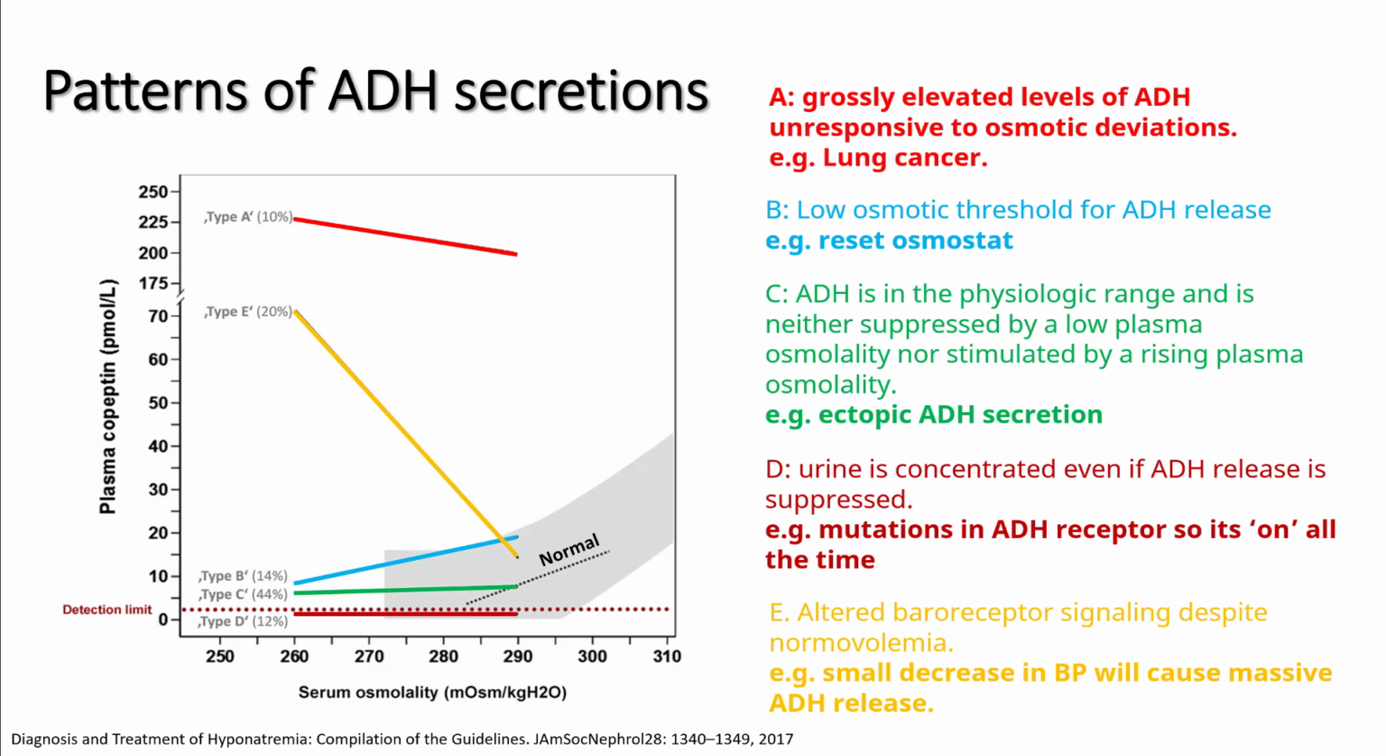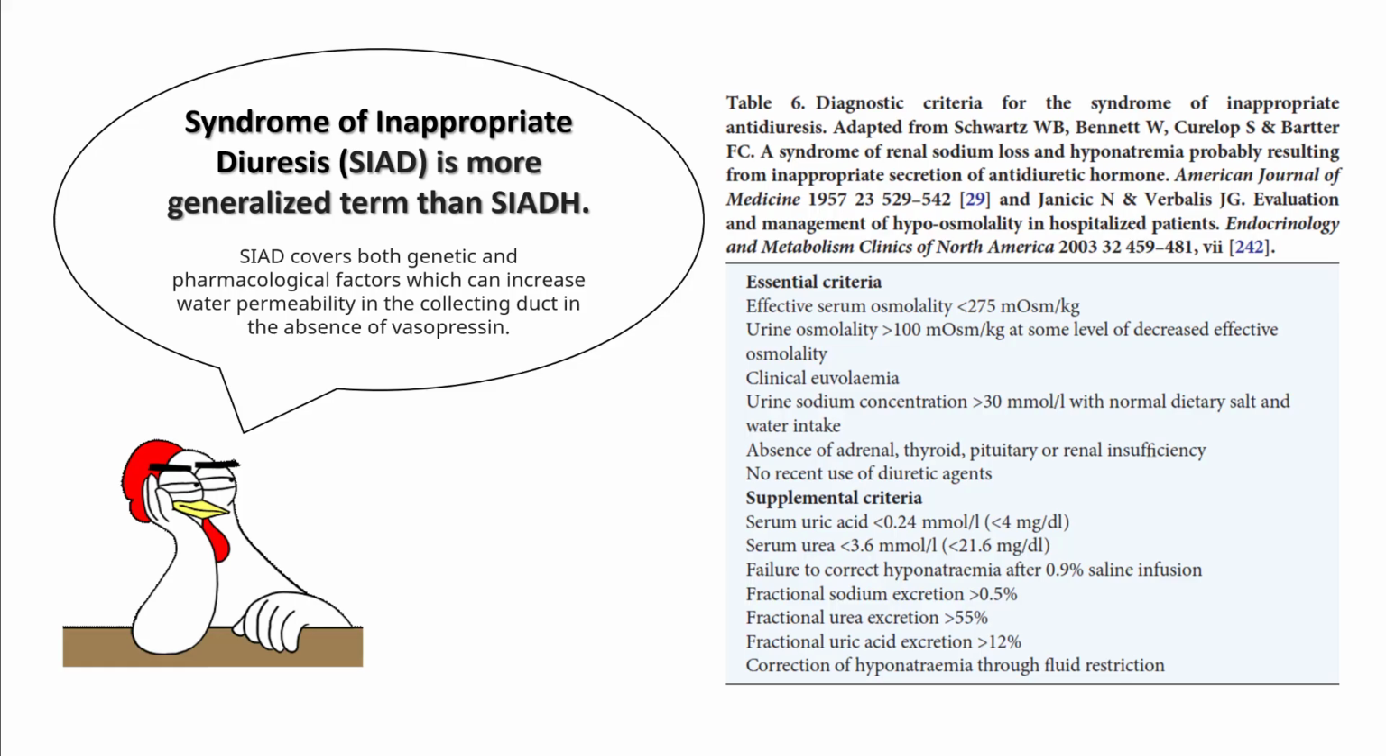The next type of ADH response is seen with abnormal baroreceptor signaling. In these patients, any change in blood pressure will cause massive ADH release and thus can cause hyponatremia. So types A, B, and C would come under the realms of SIADH, while SIADH will not cover the type D and E responses. Thus, SIAD is a more universal term as compared to SIADH.